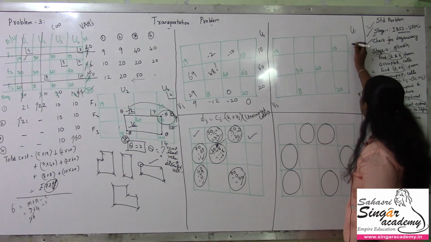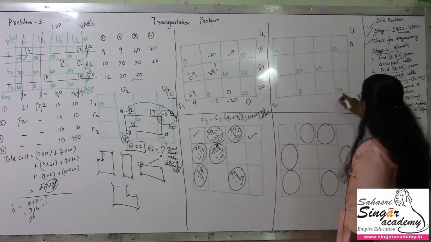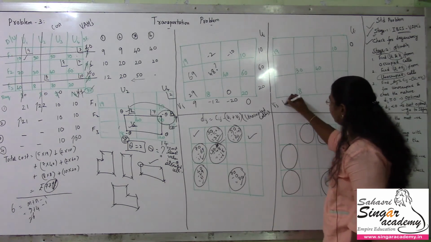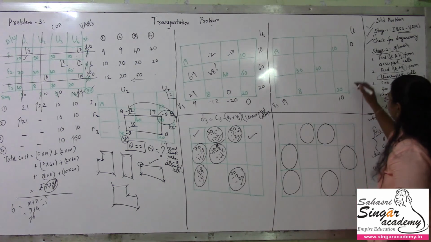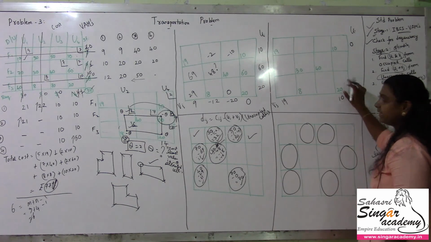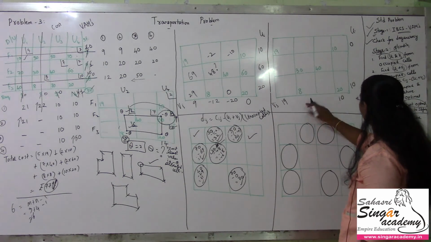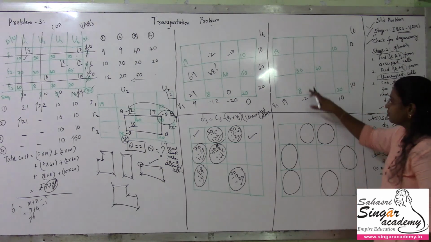Yes, I may take this one as 0. So if this is 0, this is 0, this is 10, and this is 19, right? If this is 10, this has to be 10. So 10 plus 10 is 20, and this has to be minus 2. Am I right? 10 minus 2 will be 8, right?